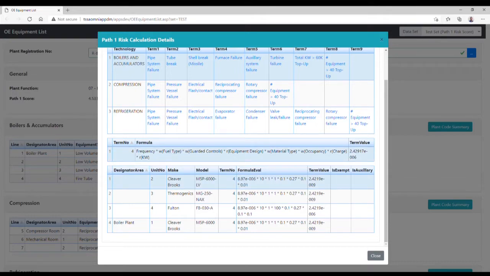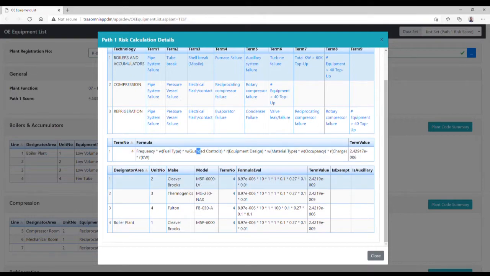Now if we go back to table 2, we can see all the different weights that are applied. We have fuel type, guarded controls, design. In this interface it's called material type, but this is working fluid, occupancy, charge, and power rating. And so each one of these terms is going to correspond to up there.